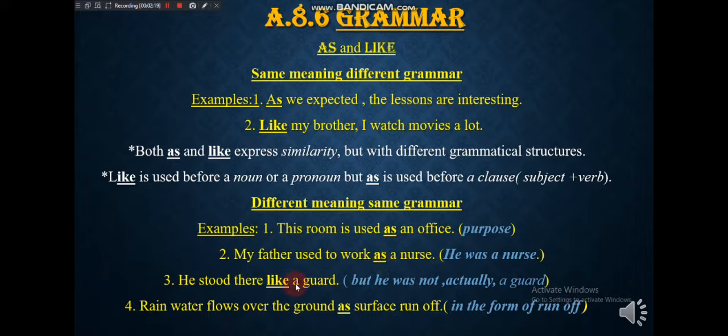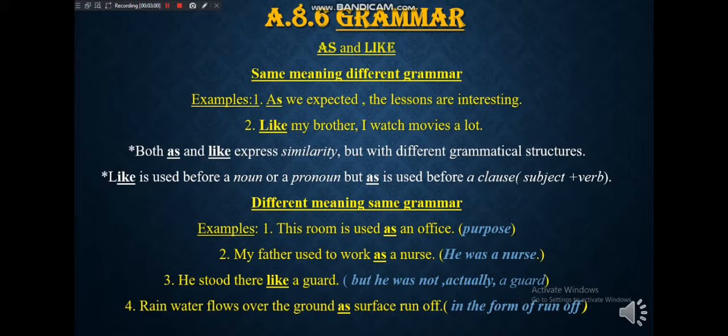He stood there like a guard. Like expresses acting like one, looking like or resembling, not actually being. He stood there like a guard means he was not actually a guard. Another use of as is given in the following example. Rainwater flows over the ground as surface runoff, in the form of runoff. I hope you saw the similarity and difference between as and like.